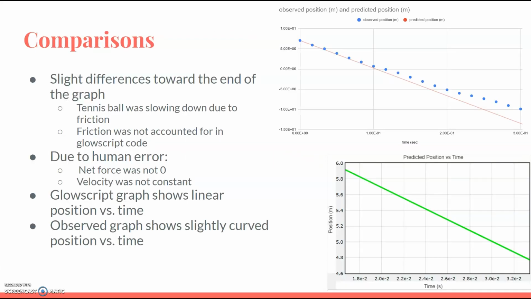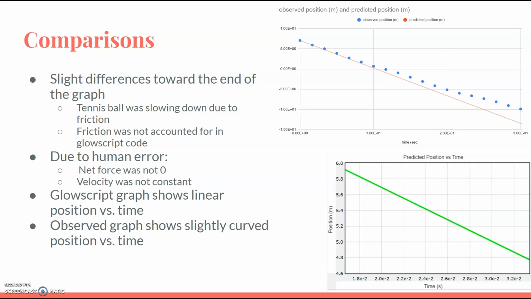When comparing these graphs, you can see slight differences more towards the end of the graph. The tennis ball was slowing down due to friction, and this friction was not accounted for within the GlowScript code, as we assumed that there was no net force acting upon this tennis ball. We also used the initial velocity within our GlowScript code, and therefore the predicted position versus time graph fits the observed position versus time graph better at the very beginning of the time frame.